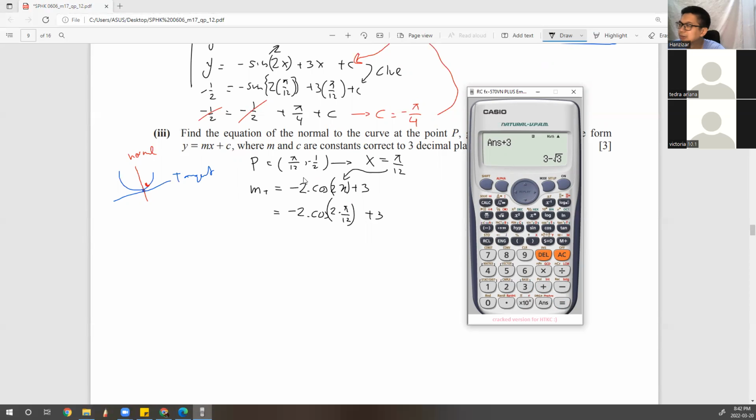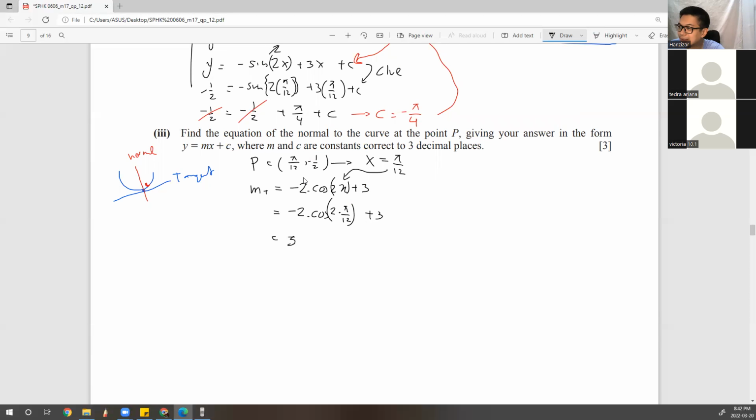That's the answer: 3 minus square root 3. I know what the question is expecting you to do: rationalize the formula. But this is still the tangent, not the normal. If you are finding the normal, we know that it is 90 degrees. M tangent is perpendicular to the M normal, so the M normal is always the negative reciprocal of the tangent. So the M of normal will be negative 1 over 3 minus square root 3.